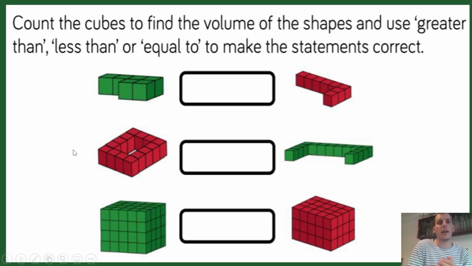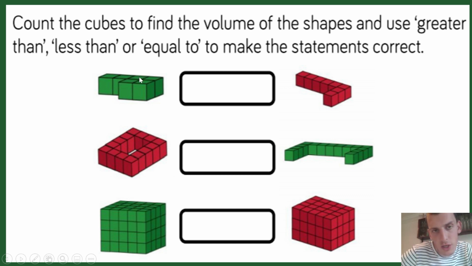This is for everybody. So your task is to count the cubes to find out the volume of the shapes and use greater than, less than, or equal to make the statements correct. So I'll show you as an example. Let's take this one. Here we have two shapes. This shape, the green shape, and then the red shape.